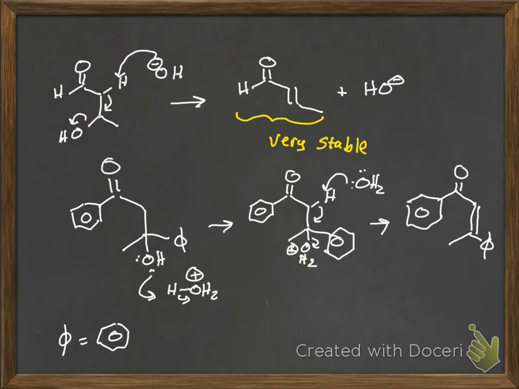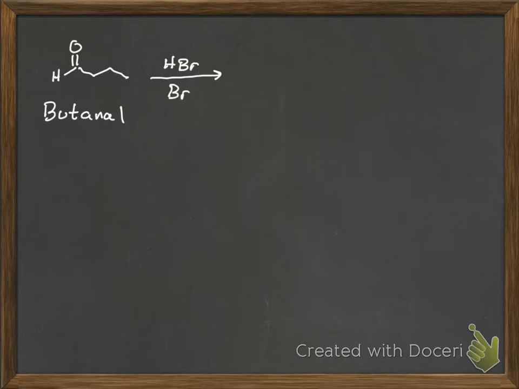Now, there's one other way of forming an alpha-beta unsaturated carbonyl. And let's do this. Butanal. Stop giggling, Kai. You're a little old for that. Butanal. And let's react this with HBr. This is from a couple videos ago. And Br2. Well, this will be a monohalogenation.